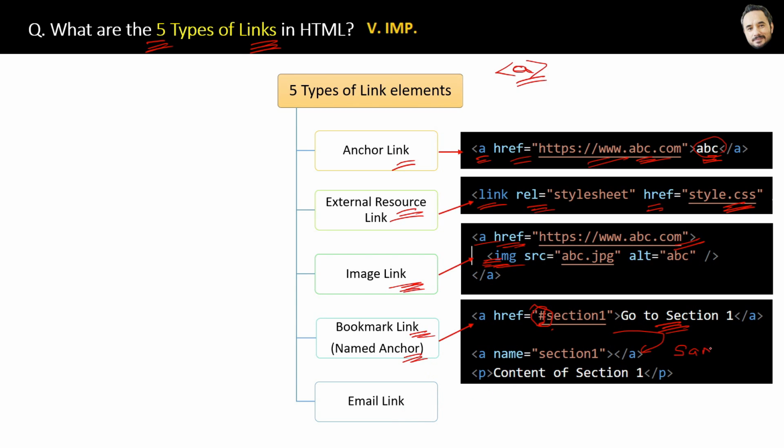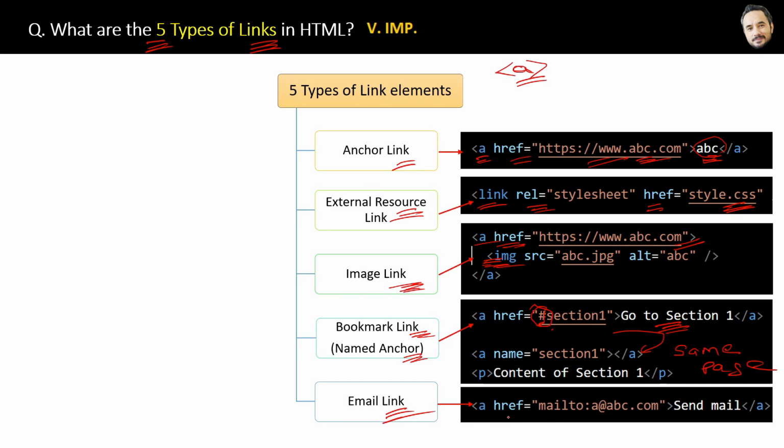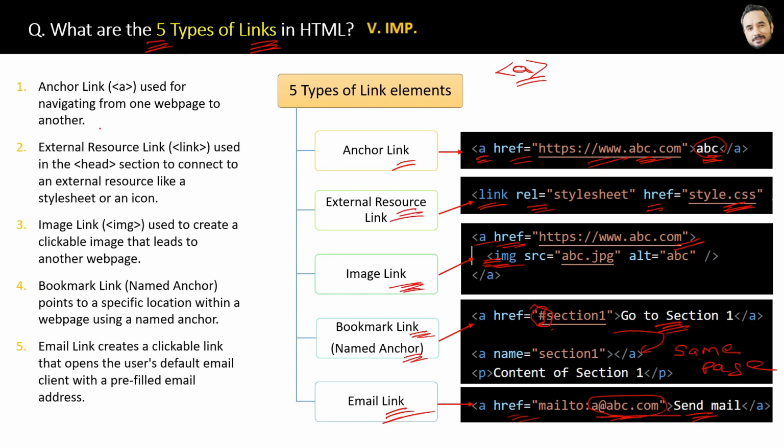That is its purpose. The fifth and the last one is the email link like this. Very simple. It creates a clickable link, and when you click on this send email, this will open the user's default email client, okay, and in the to box or input or text box the email will be pre-filled automatically. Great. That was some information about the different kinds of links we have. And here is the detail which I already explained, and this is just for revision purpose.